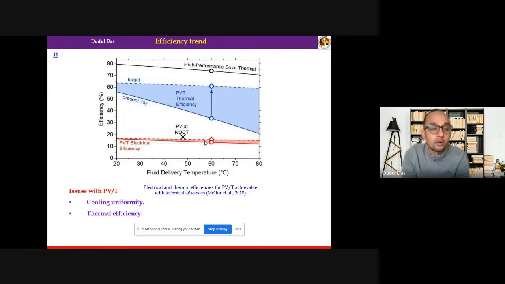One is cooling uniformity. Cooling uniformity is connected with the PV part, the photovoltaic part, because when we talk about PVT, there are two parts, the PV module as well as the thermal collectors. And the thermal efficiency is attributed to the thermal collectors. So if we address these two parameters, then we can get a better combined efficiency.